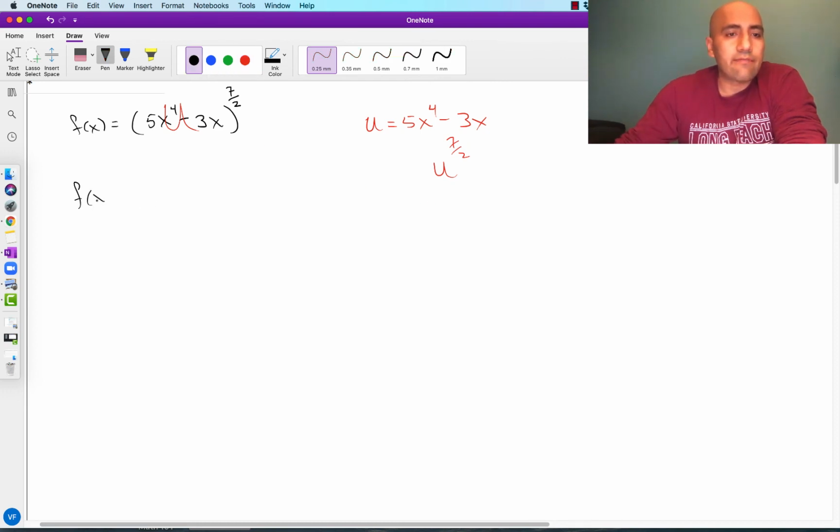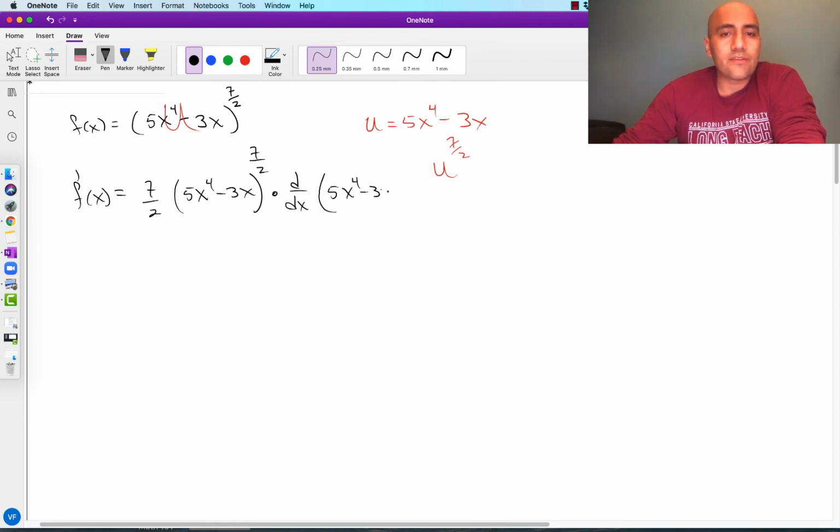f prime of x is going to be equal to the derivative of the outside function, being this u to the power of 7 over 2. So it's 7 divided by 2 times the u, so I copy this again, 5x to the 4th minus 3x to the power of 7 divided by 2, times the derivative of the u, the derivative of the inside part. So this becomes times the derivative of 5x to the 4th minus 3x.